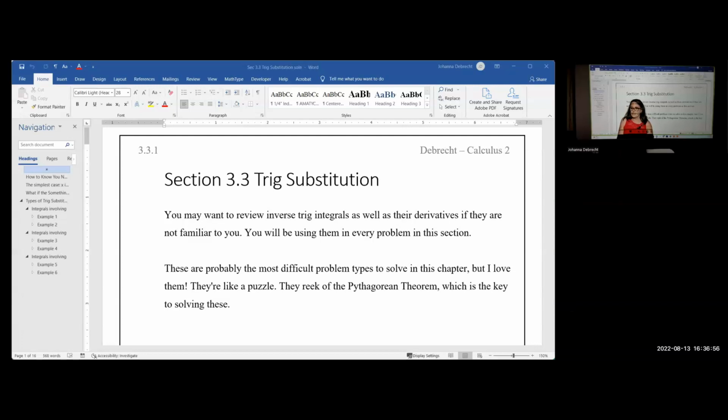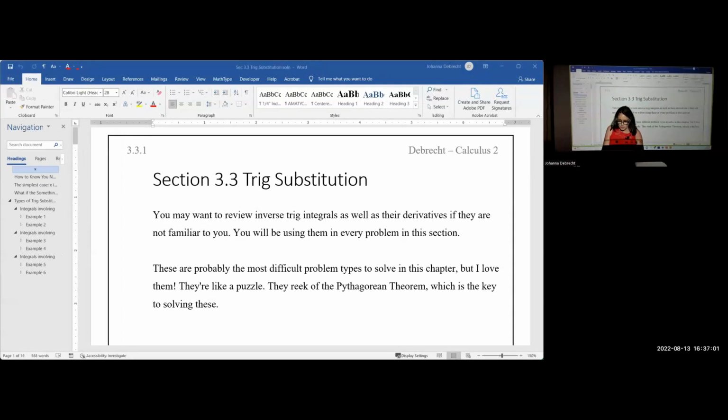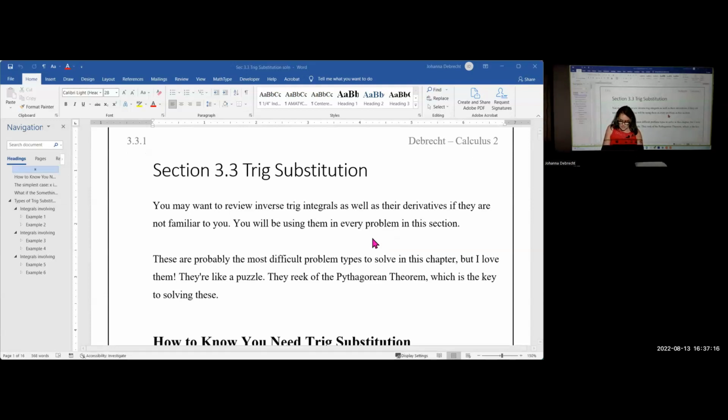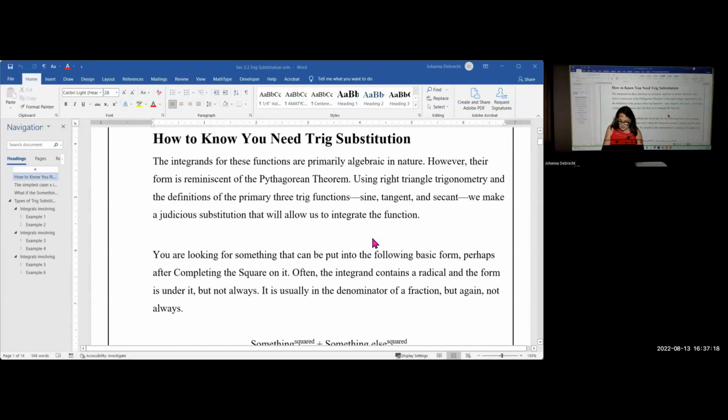You should now be focused on my lecture notes for this section. What we want to do is convert something that looks like something with the variable squared plus or minus some constant, or some constant plus or minus something with the variable squared. That just reeks of the Pythagorean theorem, which of course is the key to solving these particular ones. So how do you know that you need trig substitution? Well, the integrands are primarily algebraic in nature, but again, the form of it is reminiscent of the Pythagorean theorem.